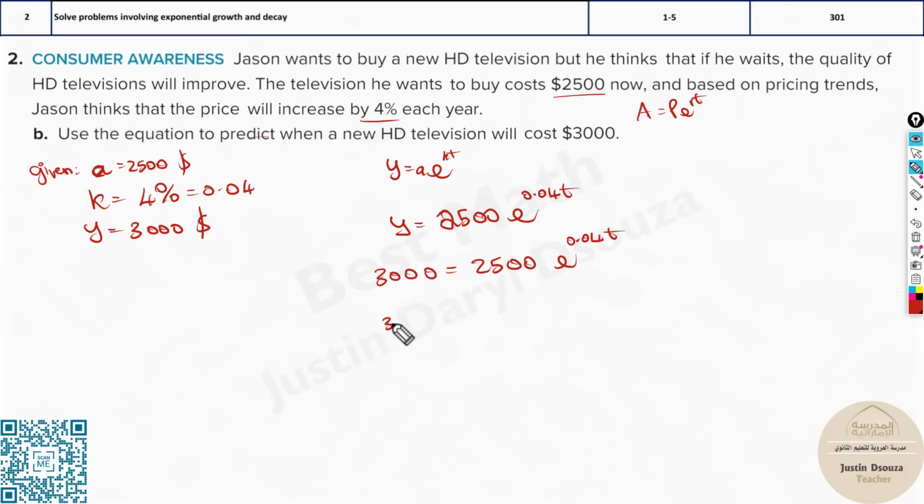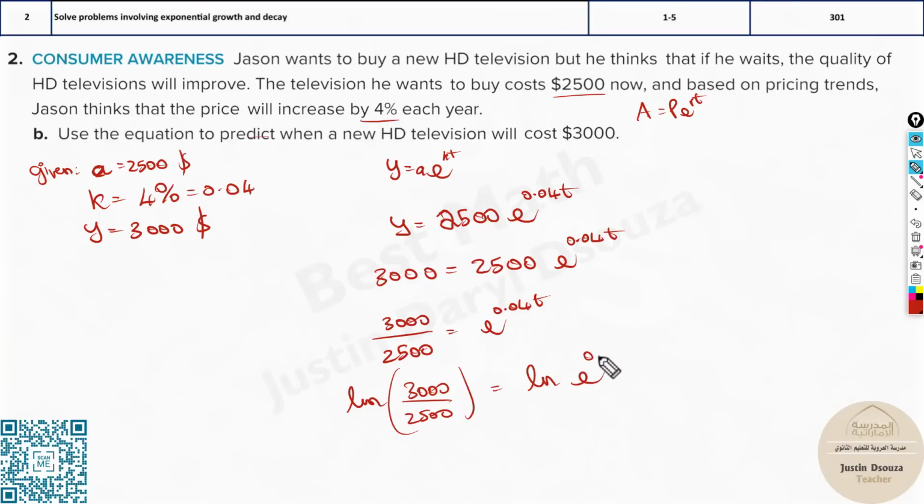I'll take this to the other side. It'll be 3000 divided by 2500, which is equal to e to the power 0.04t. Now take ln on both sides. So ln of 3000 divided by 2500 will be equal to the natural logarithm of e to the power 0.04t, which is 0.04t. Now we can just put this in the calculator and directly get the answer for t.